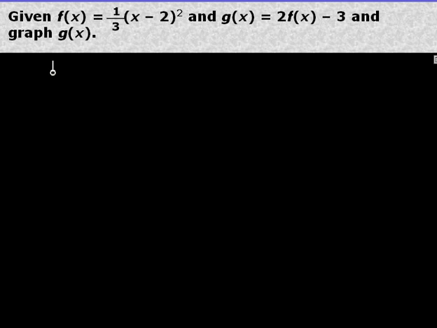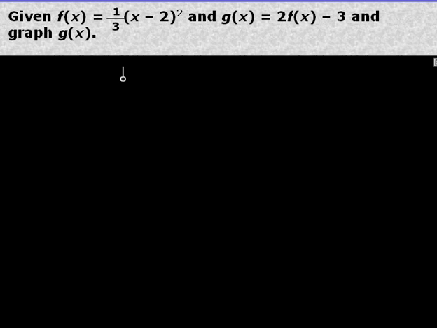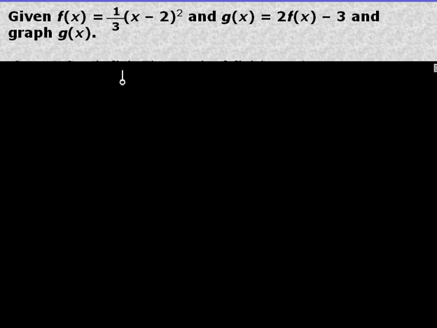The original function, I mean, you can find the intercepts multiple ways. You can FOIL it, or you can set x to 0. The y-intercept is f of 0, so it's going to be 1/3 times negative 2 squared, which is going to be 4/3. So that's your original y-intercept.